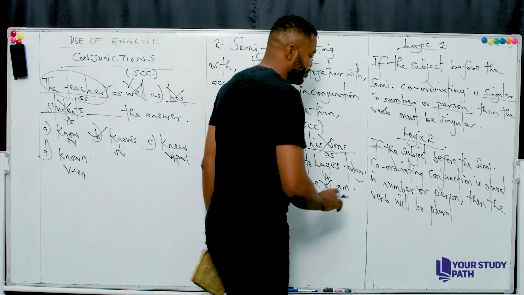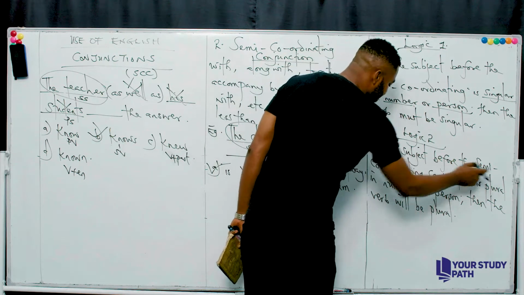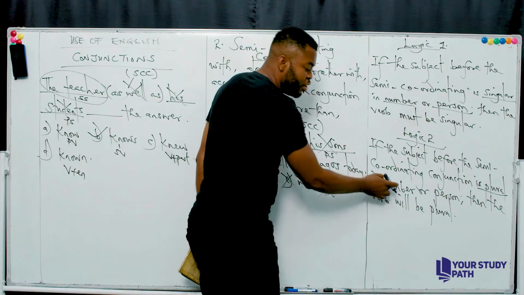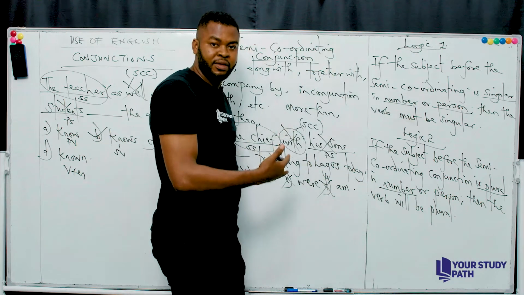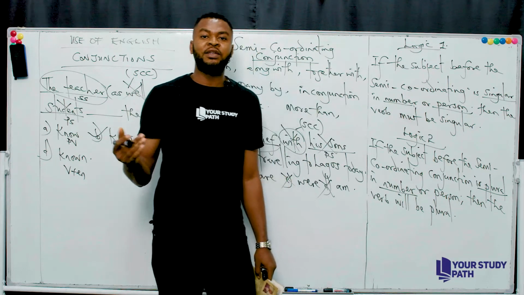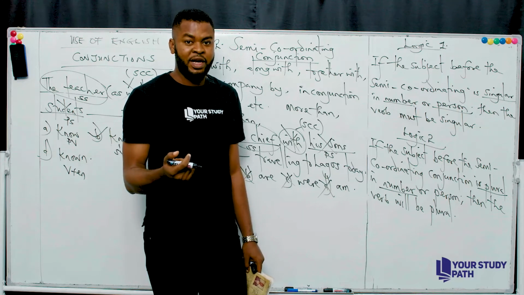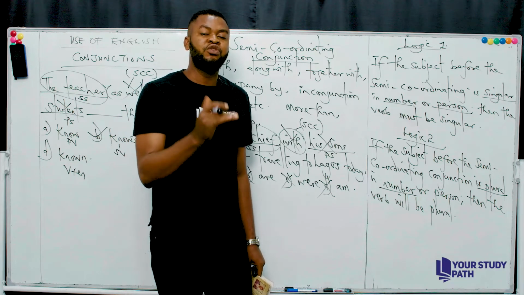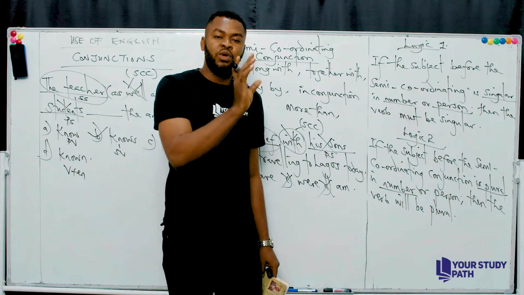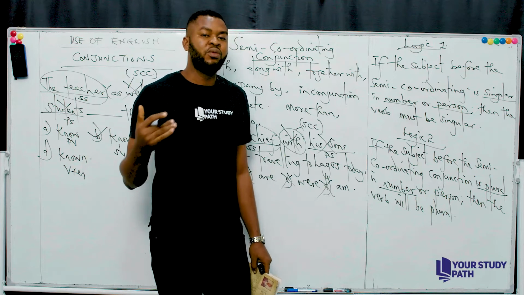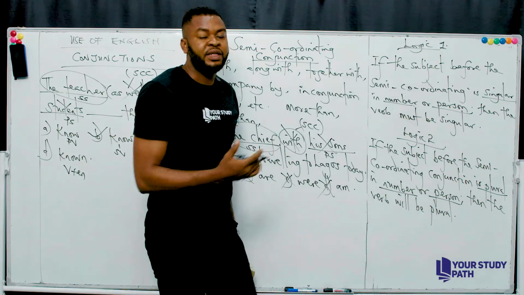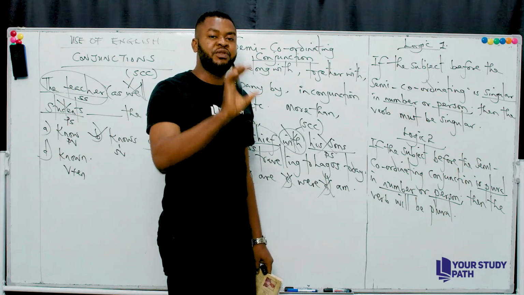Now look at logic 2. If the subject before the semi-coordinating conjunction is plural, please underline plural. In number, I already explained what number is to you, whether it is singular or plural. That's number in English language. Number in other subjects, let's say mathematics, has to do with figures or digits. Are you with me now? But in English language, number refers to whether the word is singular or plural. And I told you that a singular word refers to just one thing, while a plural word refers to more than one.